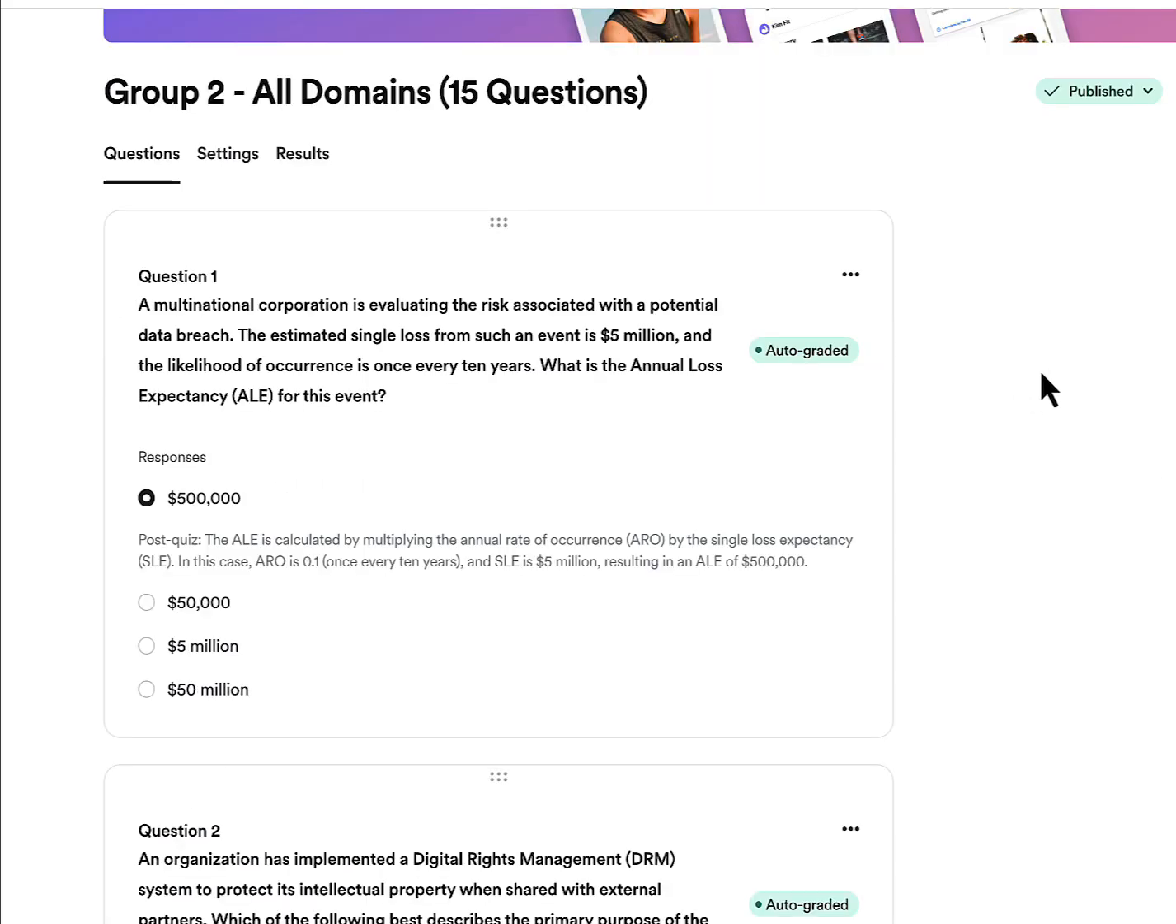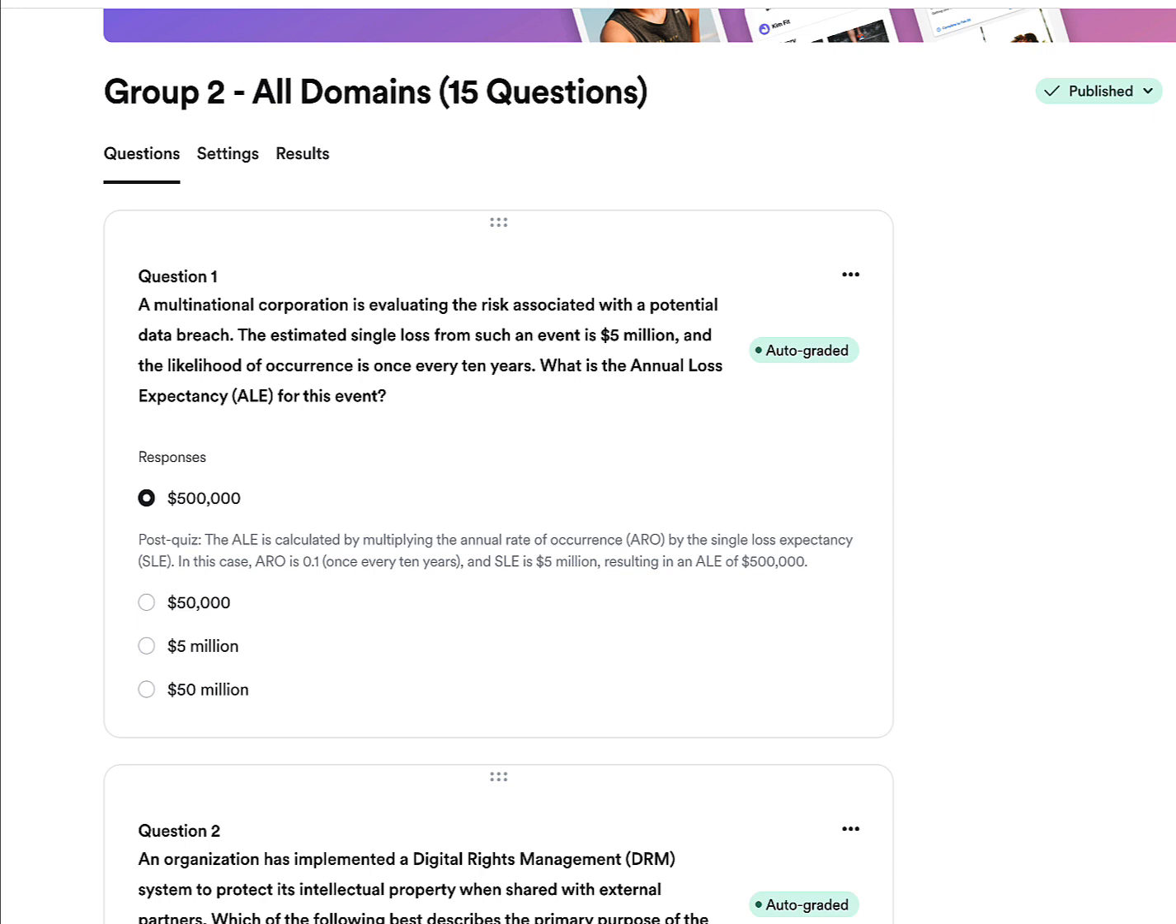Question 1. A multinational corporation is evaluating the risk associated with a potential data breach. The estimated single loss from such an event is $5 million. I guess it's your SLE. And the likelihood of this occurrence is once every 10 years. What is the annual loss expectancy, the ALE, for this event? Again, a single loss event is $5 million, and the likelihood of this occurrence is once every 10 years.